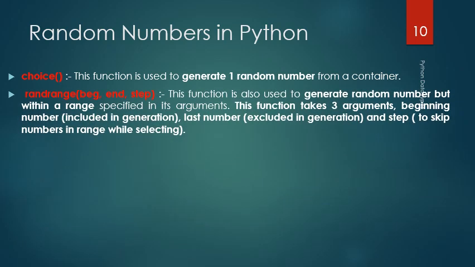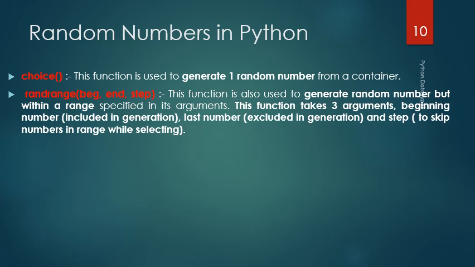The next function is randrange, which accepts three parameters: a beginning value, an end value, and a step value. This function is used to generate a random number within the range specified in its arguments. It takes three arguments: a beginning number included in generation, the last number which is excluded in generation, and a step to skip numbers in the range while selecting.